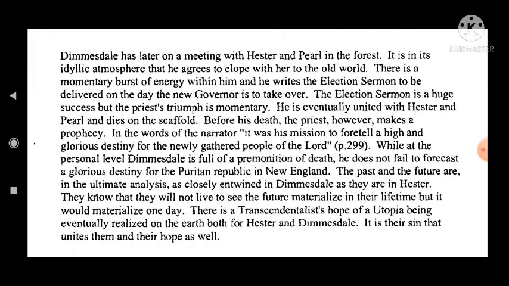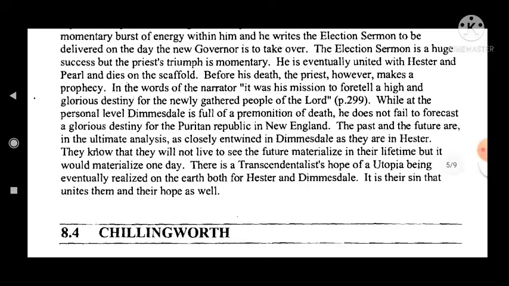The election sermon is a huge success, but the priest's triumph is momentary. He is eventually united with Hester and Pearl and dies on the scaffold. Before his death, the priest, however, makes a prophecy. In the words of the narrator, it was his mission to foretell a high and glorious destiny for the newly gathered people of the Lord.